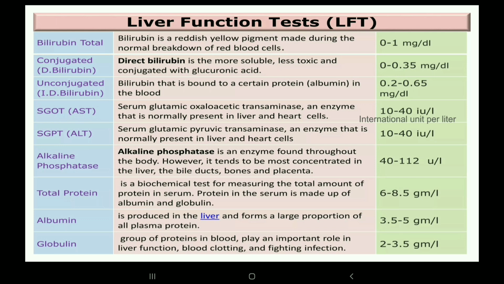Now, let us talk about another test, that is the liver function test. In short, it is also called LFT. Why is a liver function test recommended? For that, we need to understand the function of the liver in our body. The liver is the biggest solid organ in the human body. The liver performs hundreds of functions to keep our body healthy.